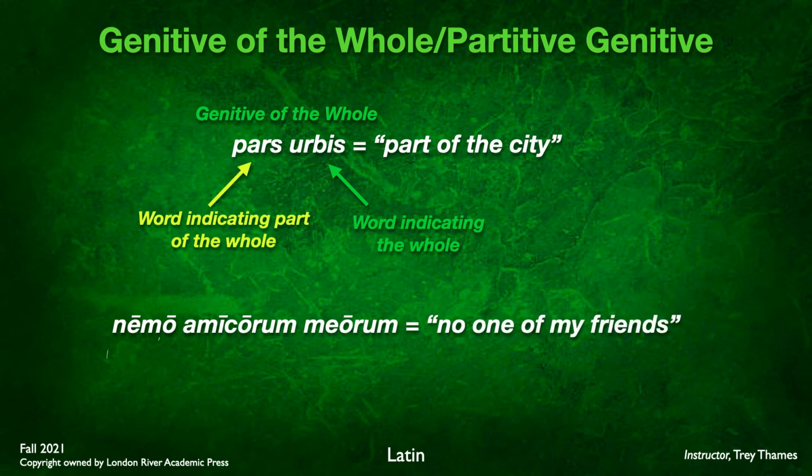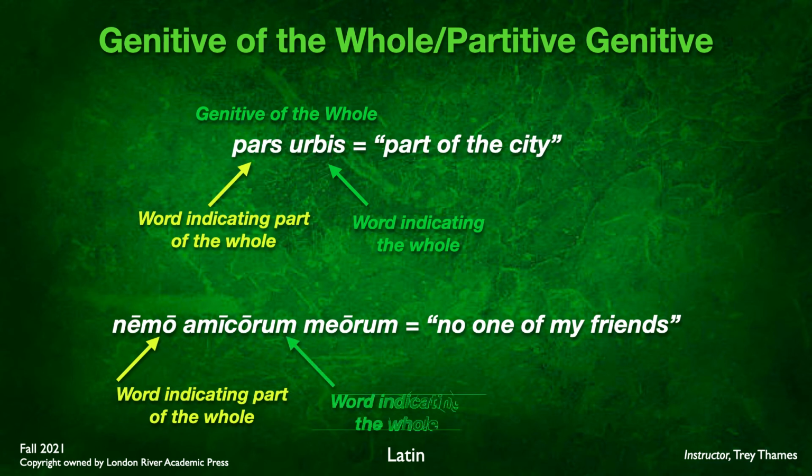Here's another example. Nemo amicorum meorum, no one of my friends. So nemo is the word indicating a portion. Which of the friends? Is it all the friends? It's a portion of them. You could have had a number here, 5 of my friends, but in this case, it's none, no one of my friends. Amicorum is the word indicating the whole. Here's all of my friends, amicus, but again, it's got to be genitive, so it's amicorum, plural. None of my friends, no one of my friends. If you were to smooth that out, none of my friends might be better. So the amicorum is the genitive of the whole.